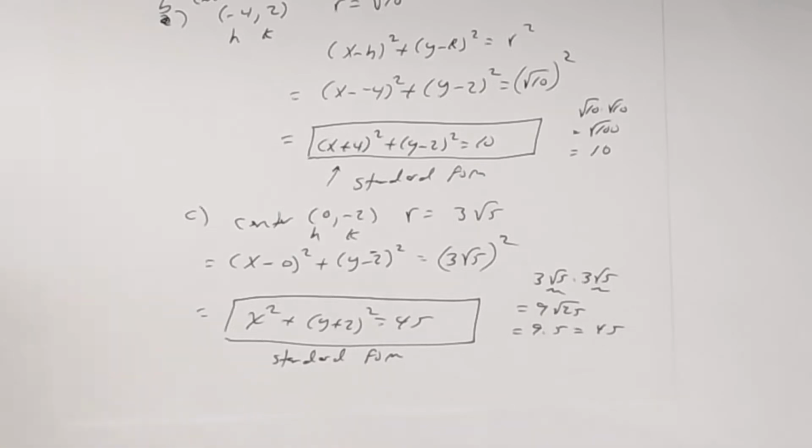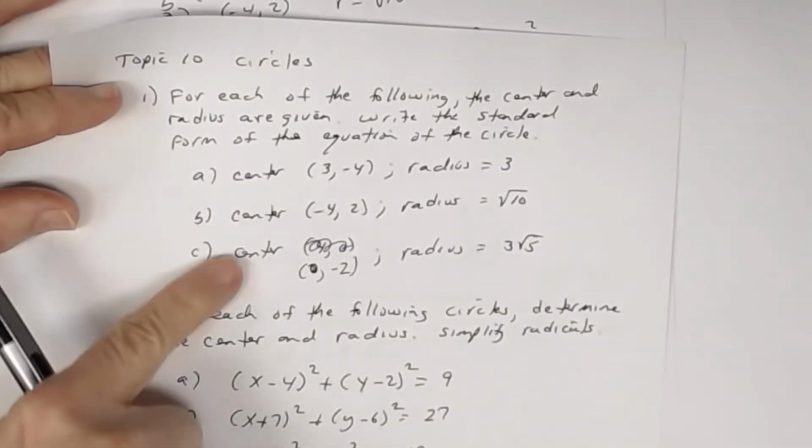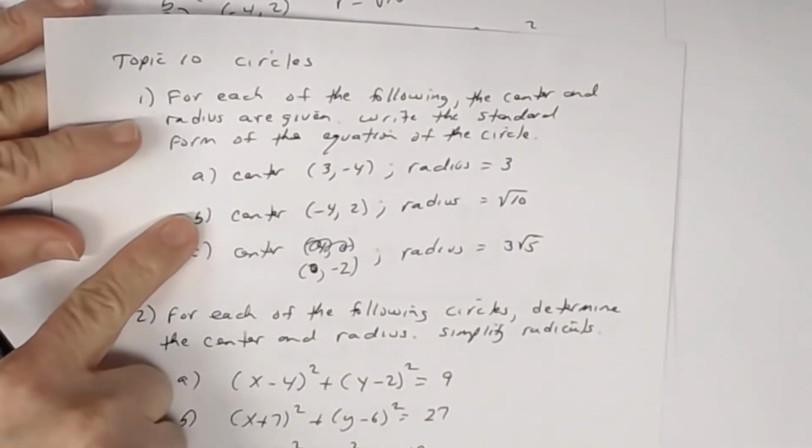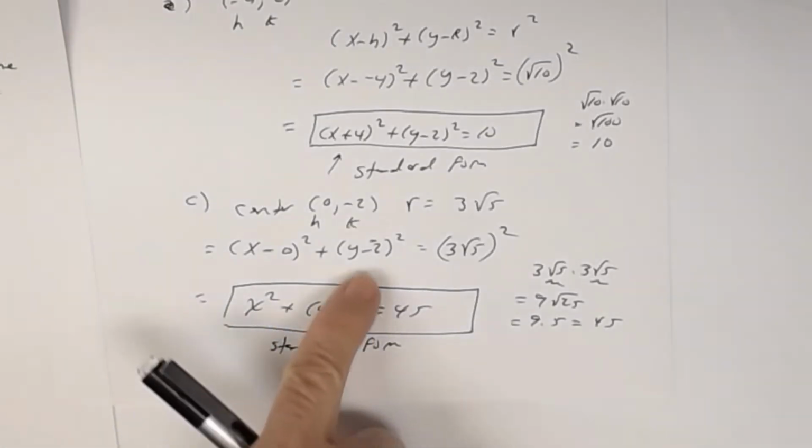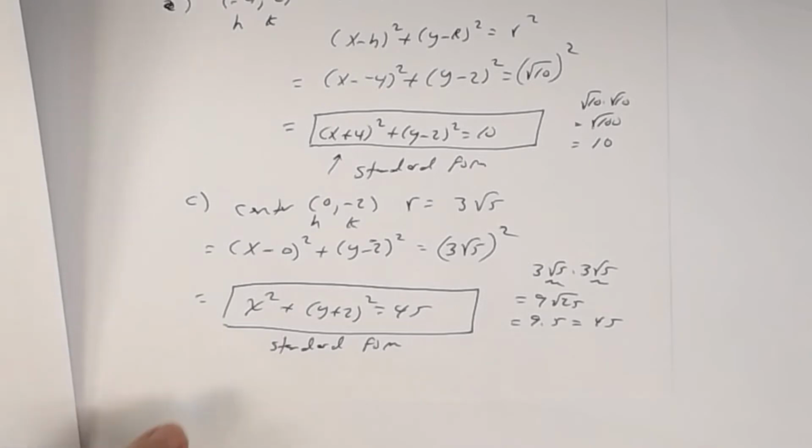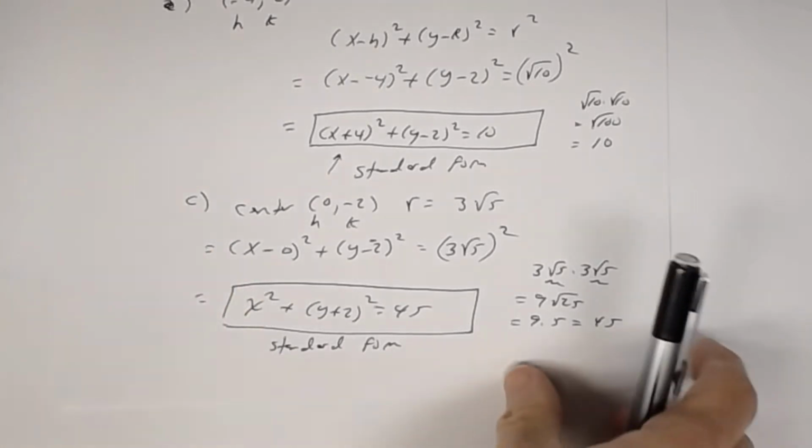All right, so that takes care of number 1. So that's how you do number 1. All right, so very simple. Now number 2, you're going backwards. So number 2 is this. You're given this, and you want to find the center and the radius. So you're kind of going backwards. So watch how this works.